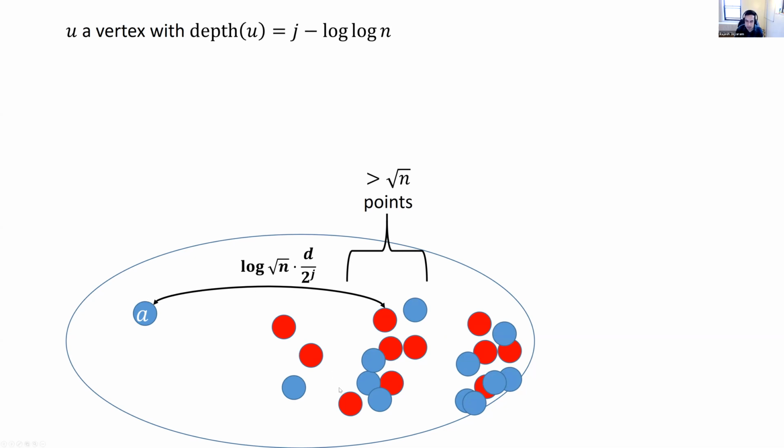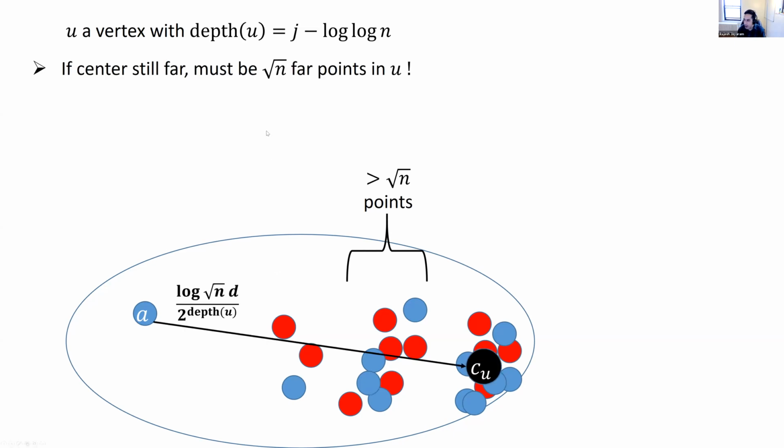And moreover, the distance was log n times d over 2 to the j, but because we've gone log n levels up, these are now close points. They're no longer far. So what could happen now? What if a bad event happened again? I know I have at least root n points that are close.